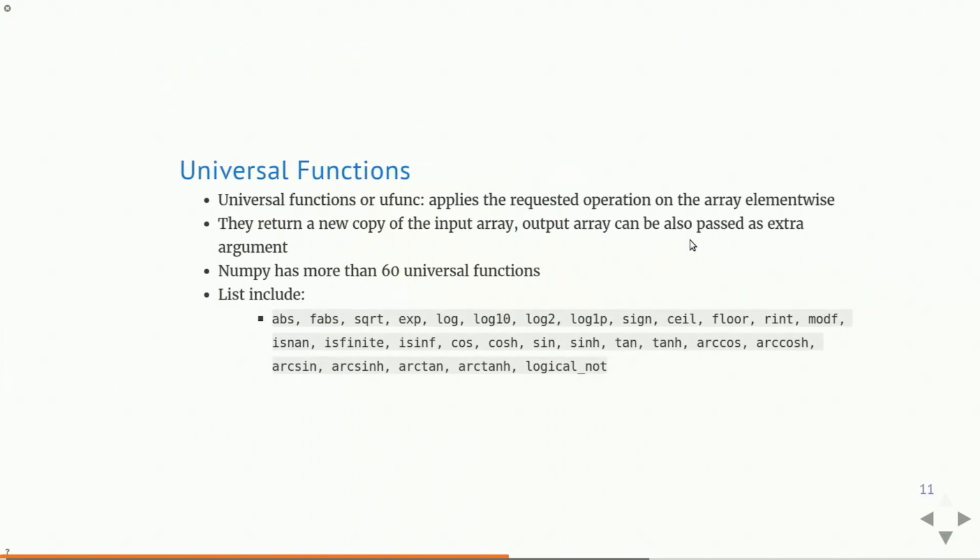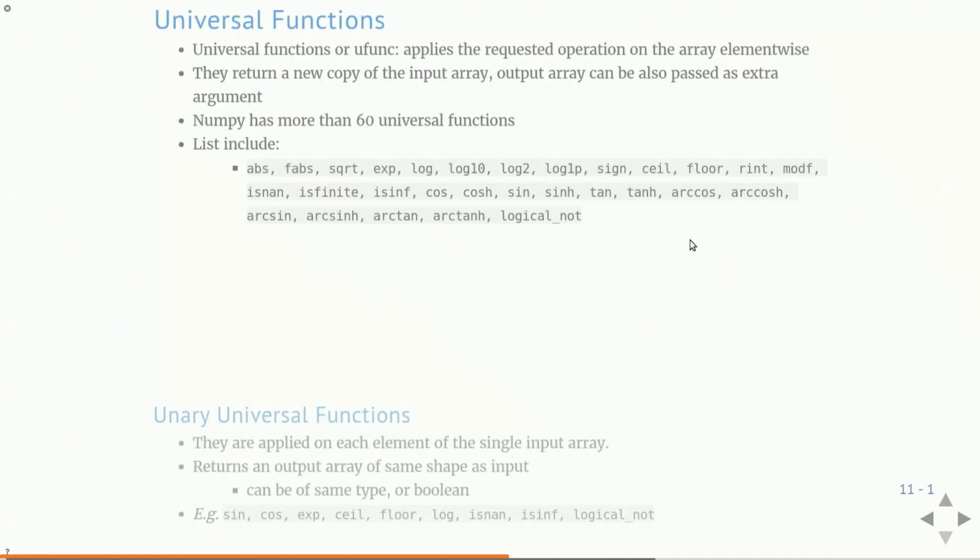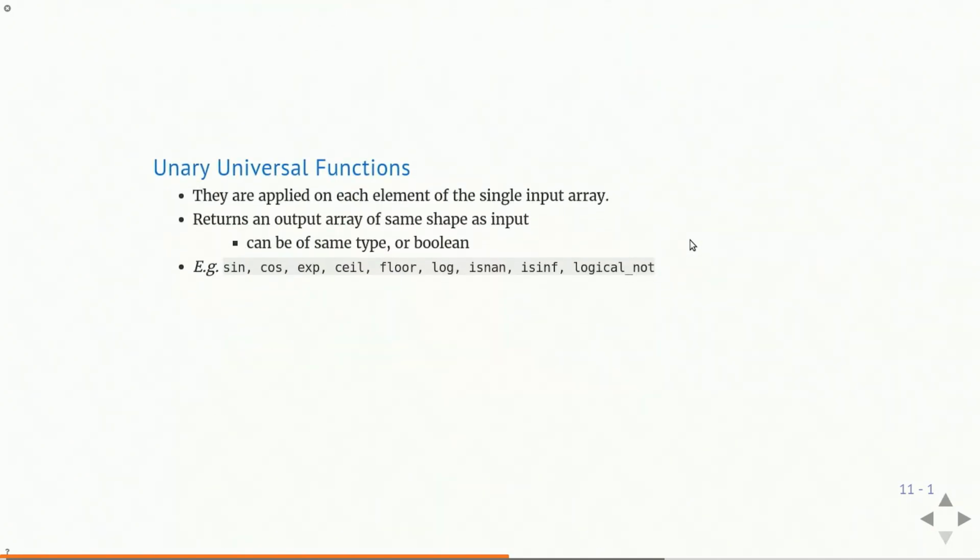The next topic we are going to cover is universal functions. Universal functions, or ufuncs, are functions which are applied element wise on the array and return an array of the same shape as the input array. These universal functions return a copy of the existing array instead of a view. Numpy has more than 60 universal functions. There are 2 types of universal functions, unary and binary universal functions.